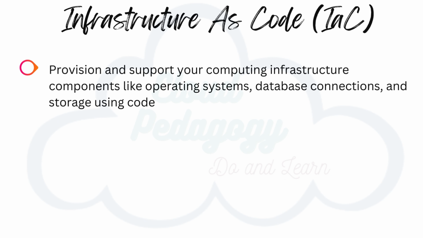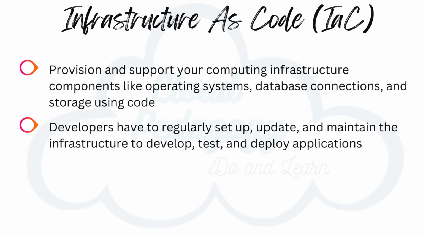Infrastructure as code is the ability to provision and support your computing infrastructure using code instead of manual processes and settings. Any application environment requires many infrastructure components like operating systems, database connections, storage, etc. Developers have to regularly set up, update, and maintain the infrastructure to develop, test, and deploy their applications. Manual infrastructure management is very time consuming and prone to error, especially when you manage applications at scale.